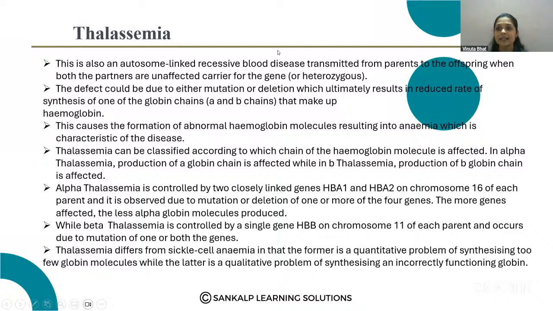The next Mendelian disorder is thalassemia. What is this disease? This is also autosome linked. As already explained, it is a recessive blood disease transmitted from parents to offspring when both parents are unaffected carriers of the gene, that is, heterozygous. Thalassemia is also a blood disease. If both the parents are unaffected but are carriers, the children will be affected.